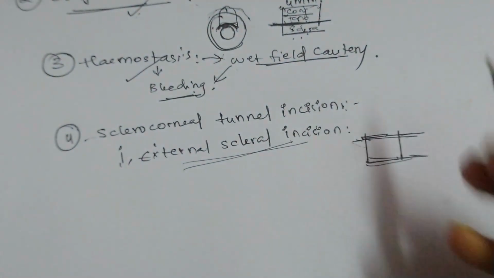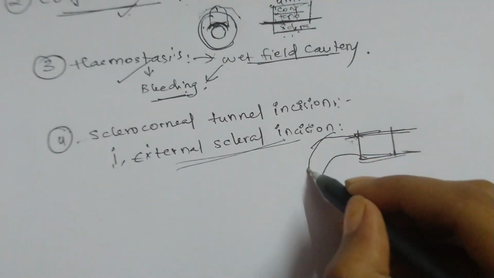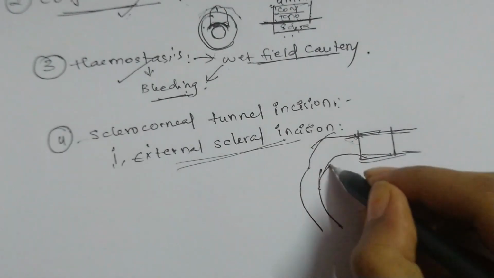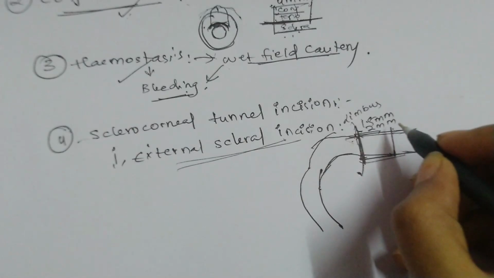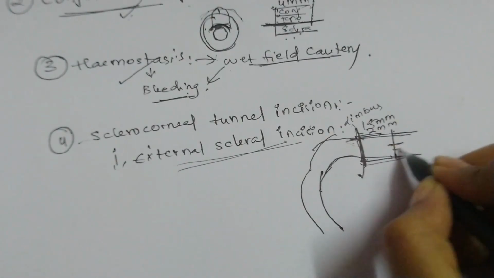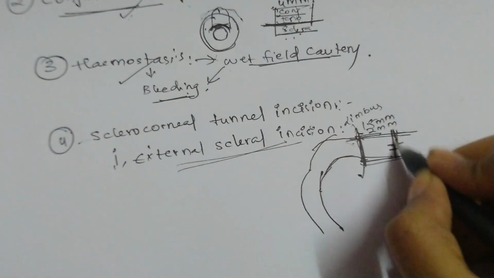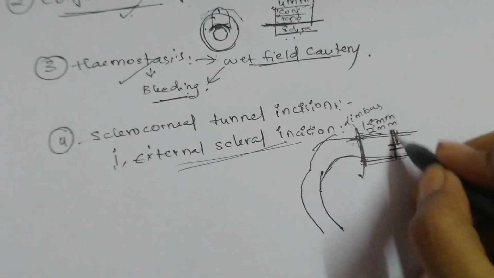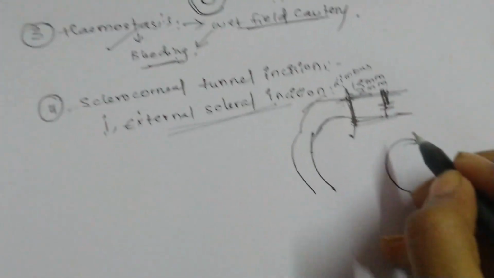Okay, and this is cornea. Think that this is cornea and this is also sclera, and this is limbus. 1.5 to 2 millimeters away from this limbus, we are going to give an incision of 1/2 to 1/3 depth, up till here or up till here. We are going to give this incision. And from front view, what is the length?